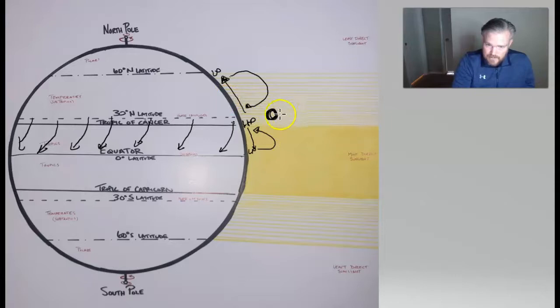Between these two areas, we have what's called convergence of the air there, and then down at the surface we have divergence. So this is divergent flow.